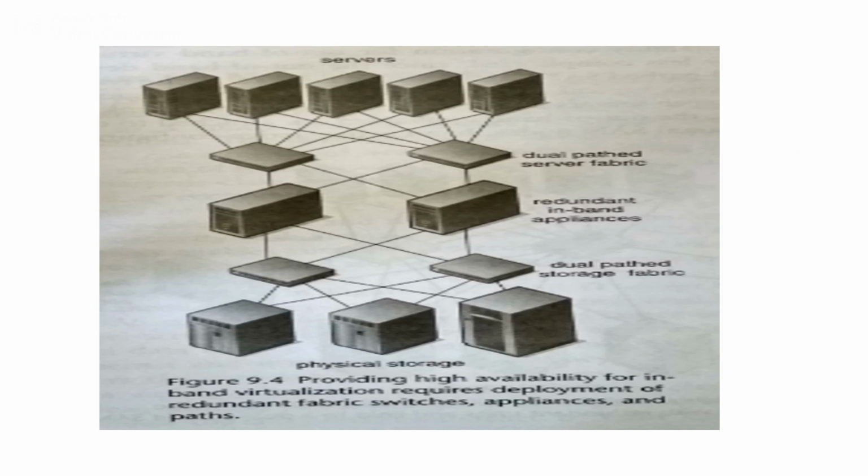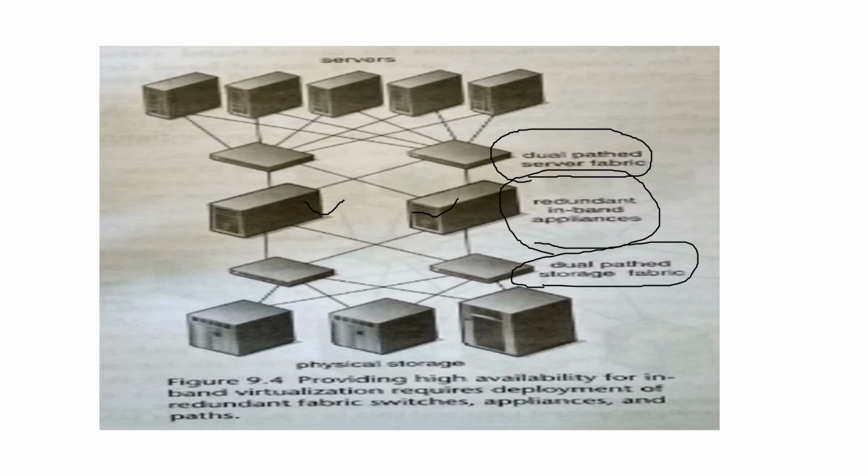This diagram shows providing high availability for in-band virtualization, which requires deployment of redundant fabric, switches, appliances and paths. Here we have a dual path server fabric, redundant in-band appliances, and a dual path storage fabric. We have two appliances here. So in order to maintain high availability, we go for a dual path server fabric, redundant in-band appliances, as well as a dual path storage fabric.